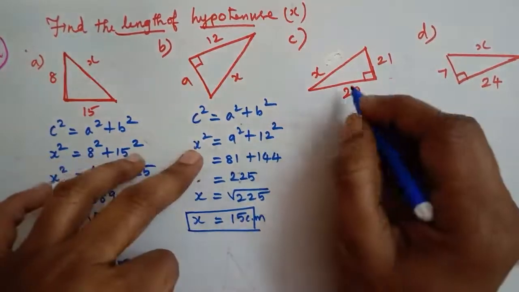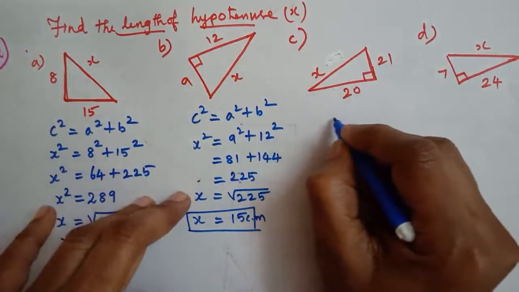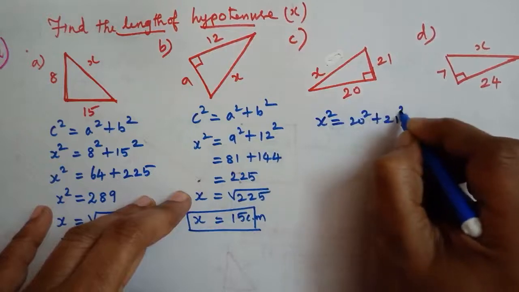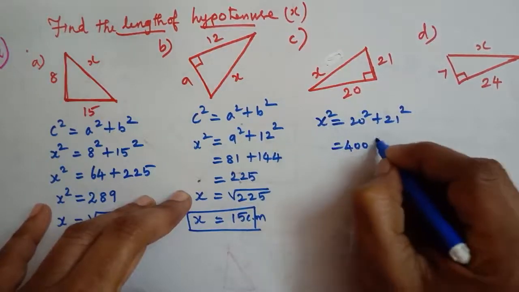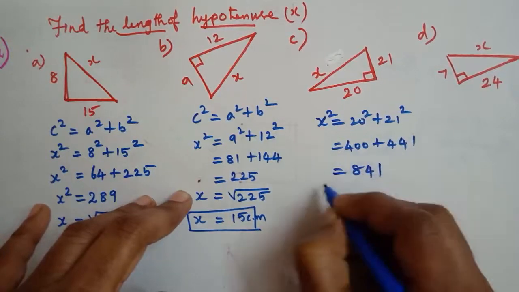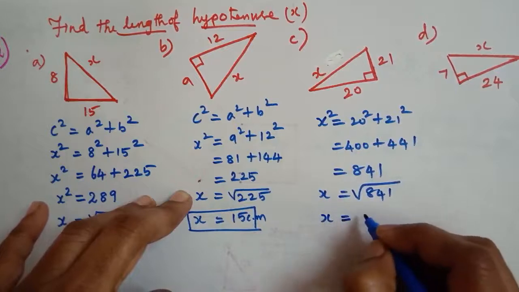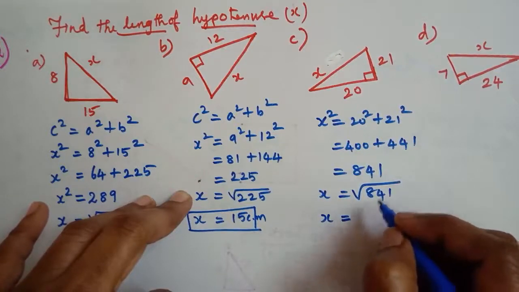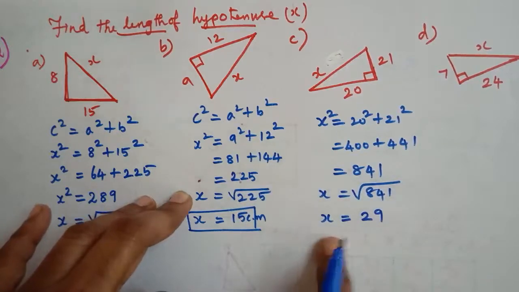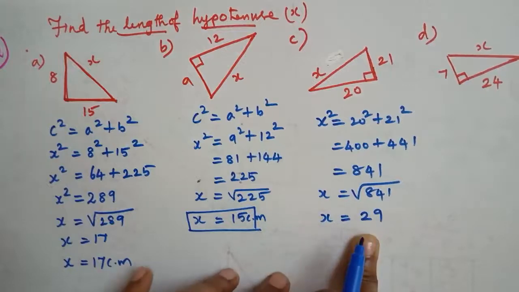Is it clear? Then here you have to find x. What is x here? Directly you can write c squared, x squared is equal to 20 squared plus 21 squared, so that is equal to 400 plus 441, so that is equal to 841. Therefore x is equal to root of 841. Root of 841 is equal to 29.